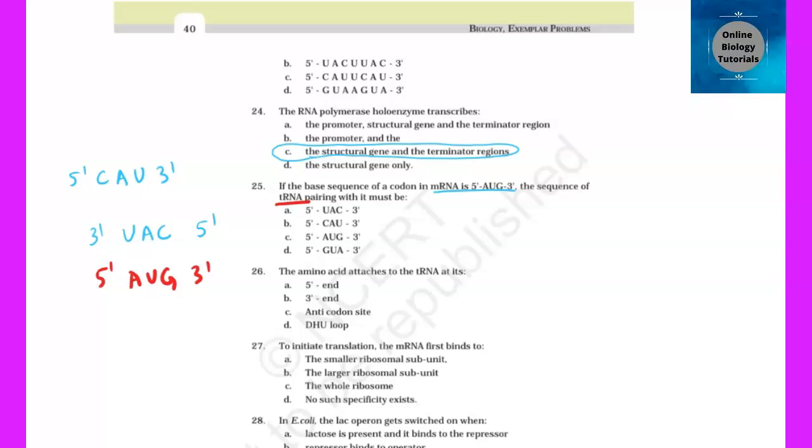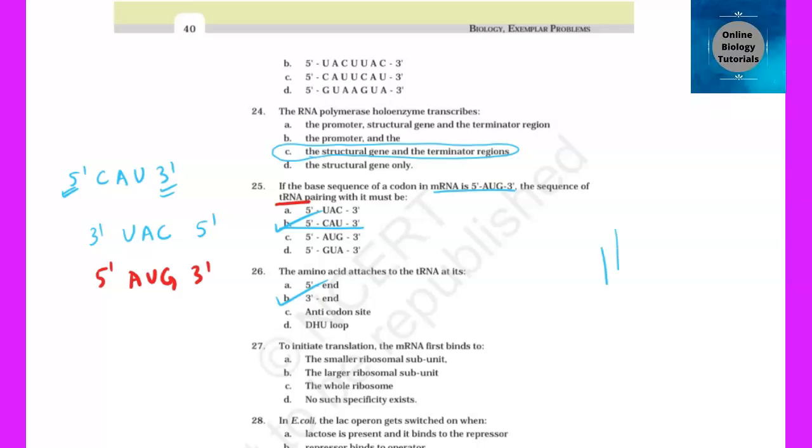Remember, the prime positions are also important, right? So please do solve such types of questions to come to the right answer. Here option B is the right answer. The amino acid attaches to the transfer RNA at its 3 prime end.